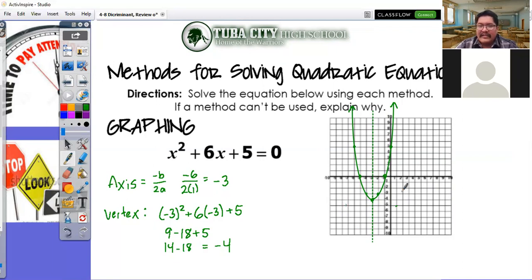Now, solving this one by graphing works because we were able to use the rule of odds, and I can see where it crosses. So -2, -3, -4, -5. So I know that one of them is -5. So x equals -5 and -1. So I put them in numerical order, just from least to greatest. And now I have both of my solutions.